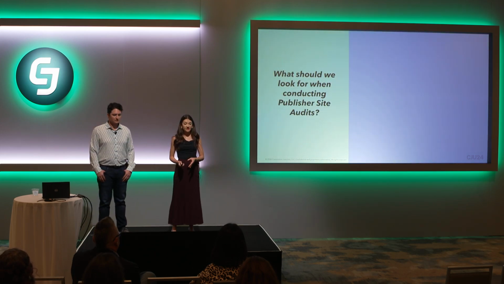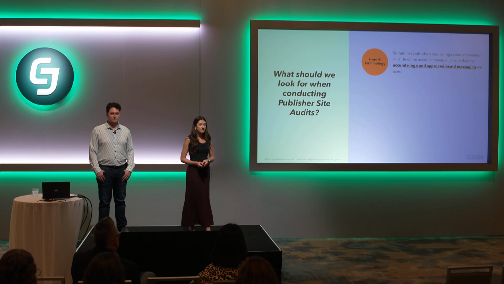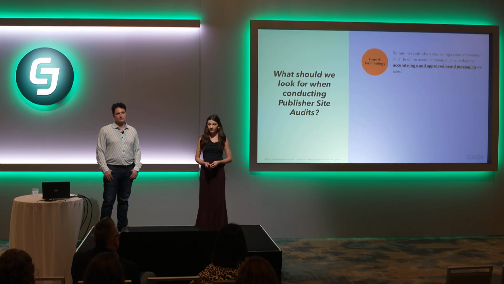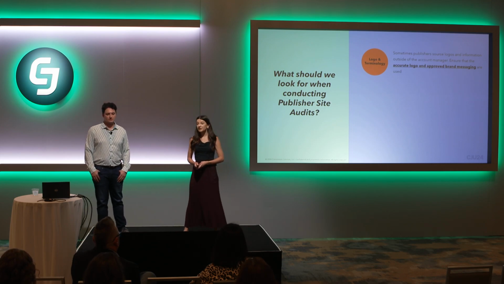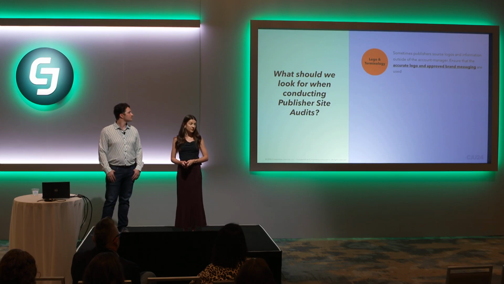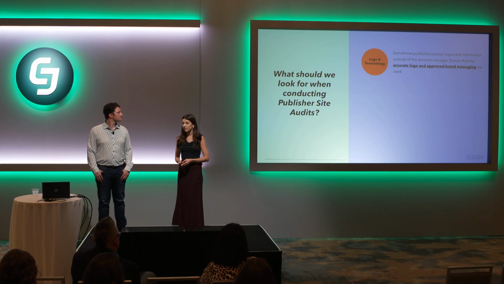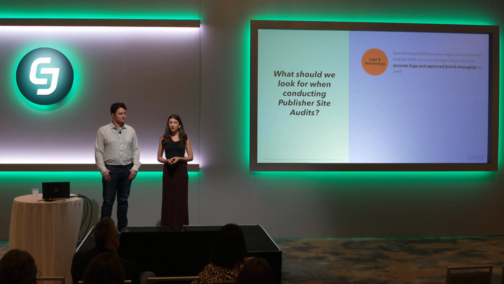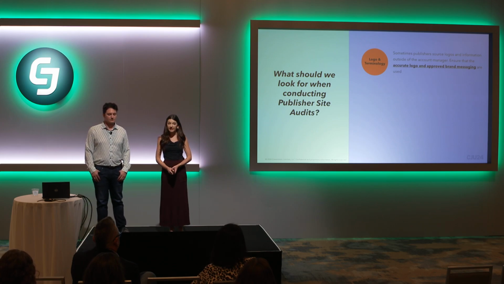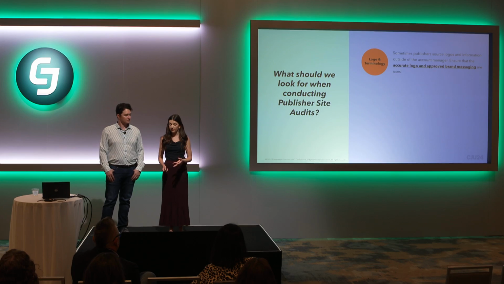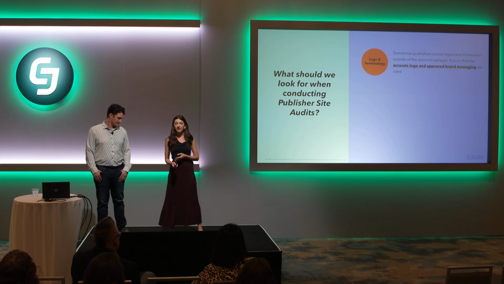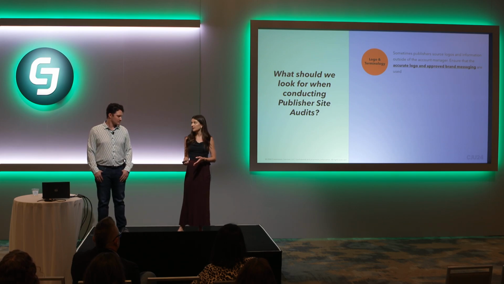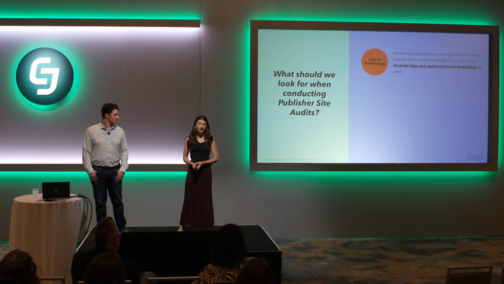As I mentioned earlier, site audits are extremely crucial, and they really just account for accuracy across the board. So the first thing to look out for is the publisher is hosting an accurate logo and accurate brand messaging. Oftentimes you'll find that publishers are sourcing this information outside of the account manager, even though it's in the account manager, and this is what results in finding the inaccuracies found through a site audit.